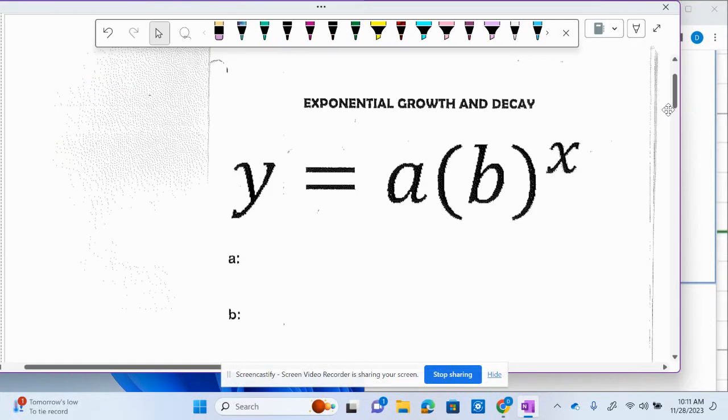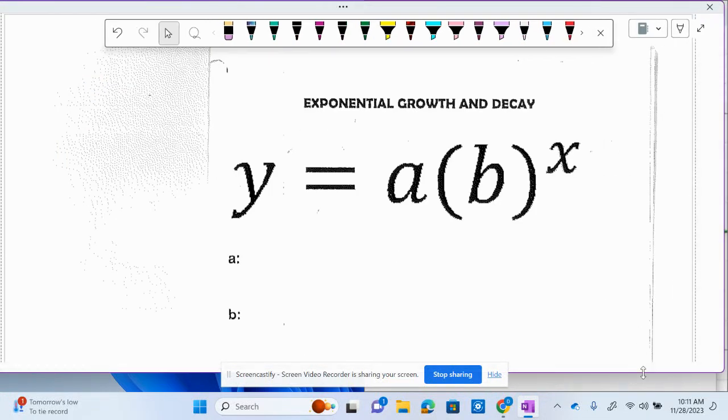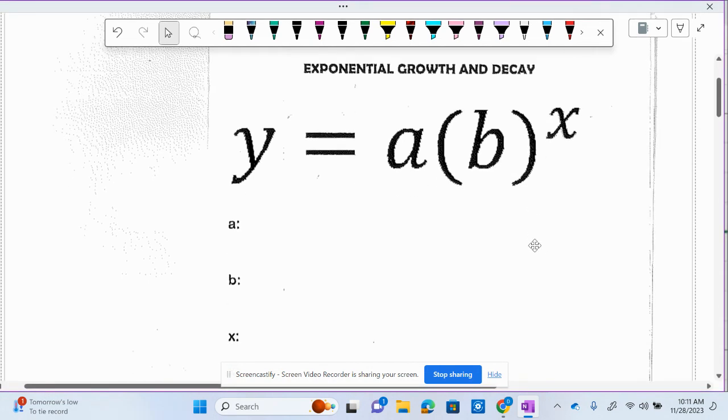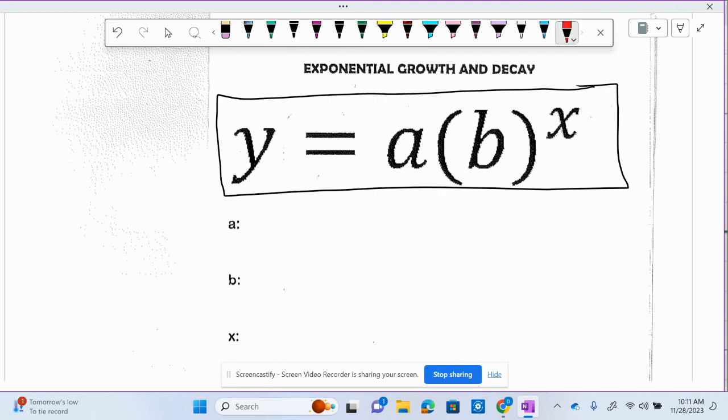Okay. So today we're talking about exponential growth and decay. So the first question, this is the parent function, right? This is what all exponential functions look like. Cheyenne, what did you say? A is what? Yeah, A is my y-intercept.